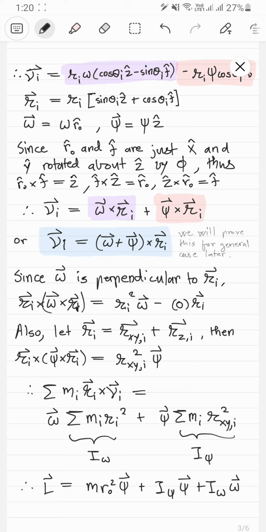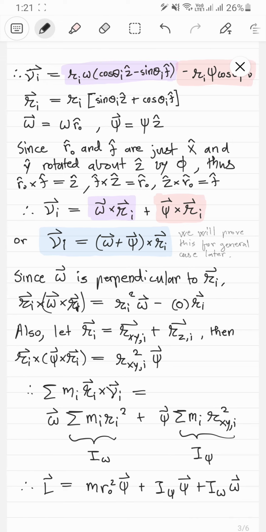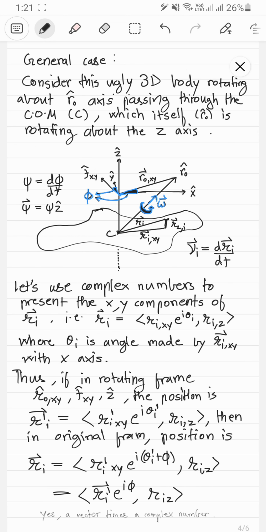Right, so now let's go to the general case for this blue equation. The next few pages are going to involve a lot of complex exponentials and going from one reference frame to another, figuring out how rotating reference frames work. So I suggest you should look into that first. But anyway, let's go to that.